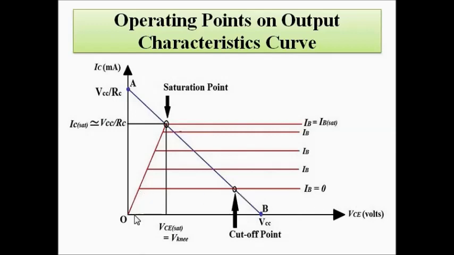This region below the cutoff point is the cutoff region. This region to the left of the saturation point and upwards is the saturation region, and all the space in between is the active region. So now you are clear about the cutoff, the saturation, and the active region, or modes of operation, of a BJT. Here we have discussed the various operating regions or operating modes of a bipolar junction transistor.